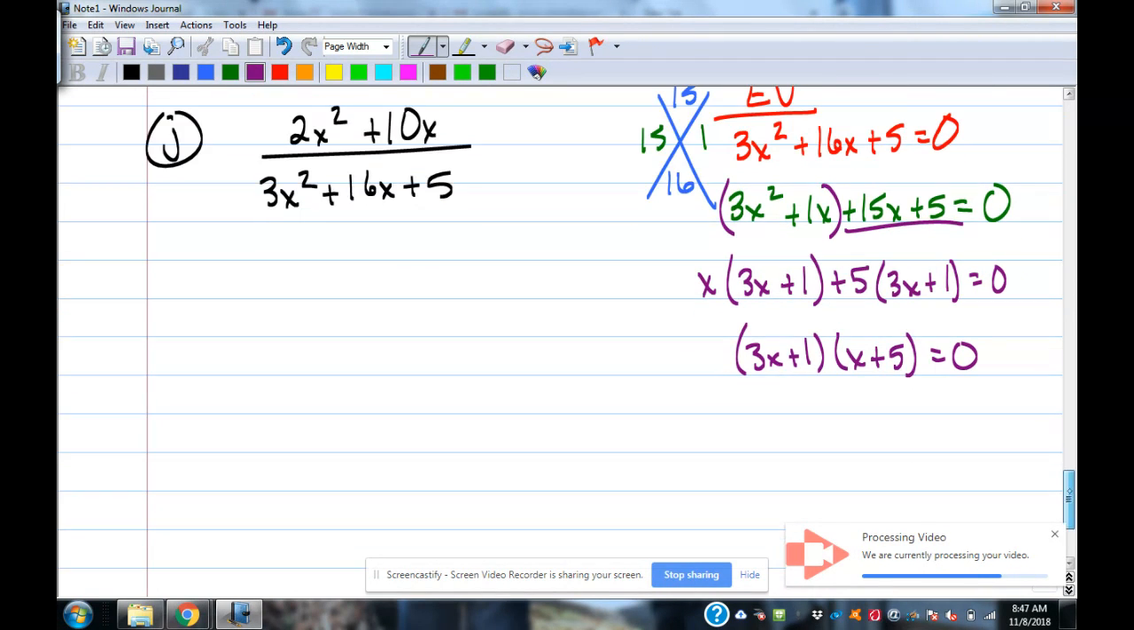A little longer factoring on that trinomial, but still the same kind of trinomials that we dealt with back in September or so when we were doing those.